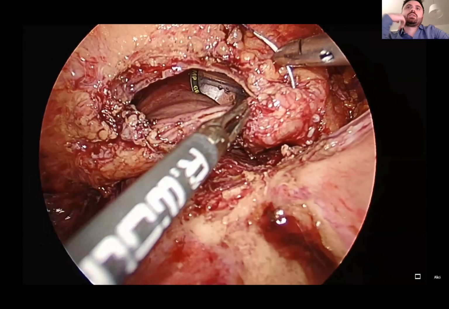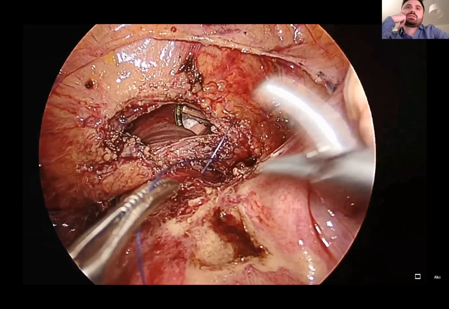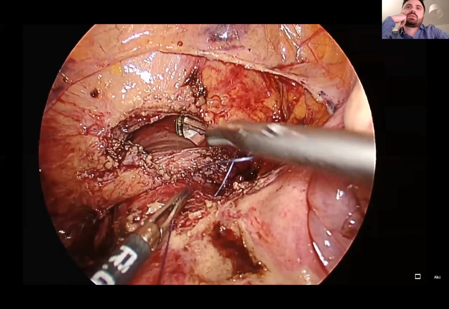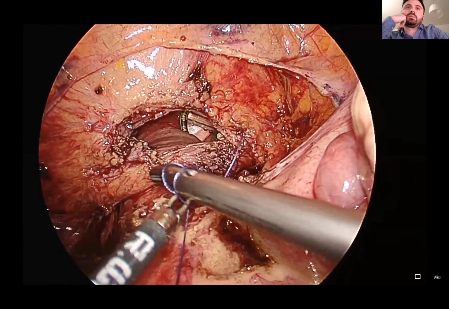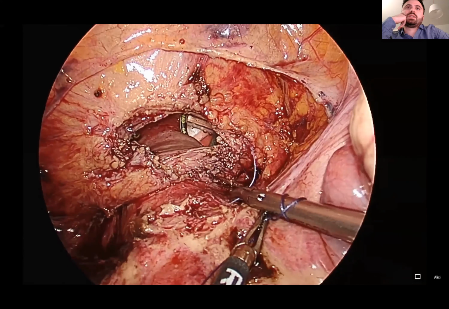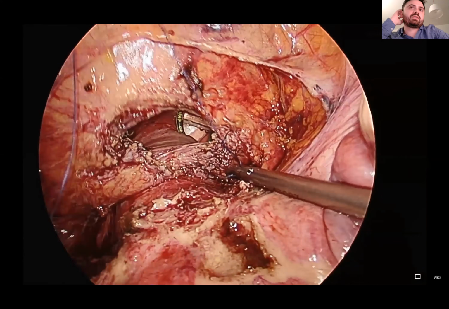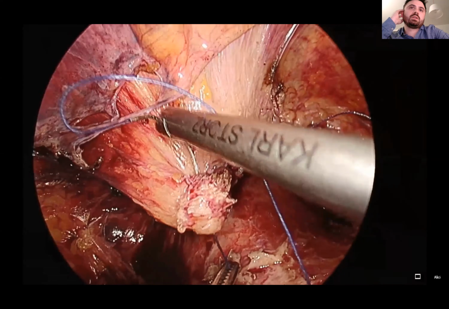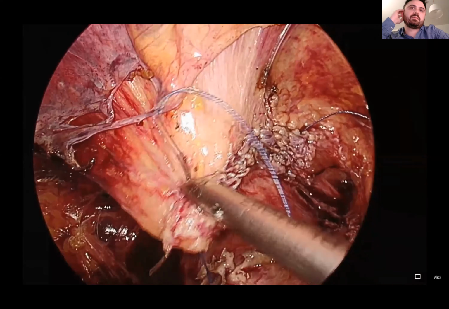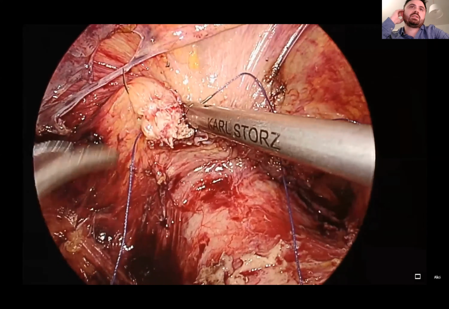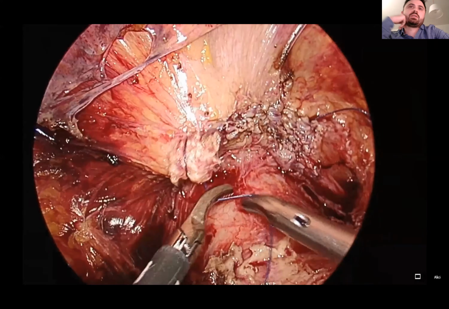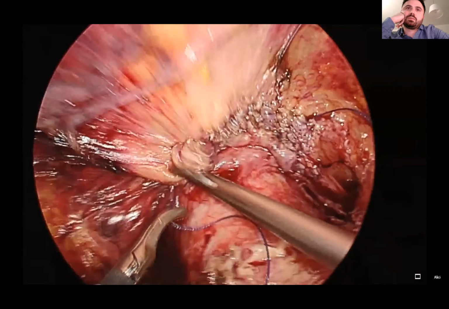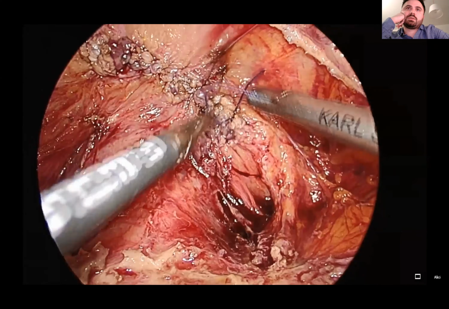I sutured the bladder in 3 layers. First, a double layer continuous suture with Vicryl 2.0. And then there was an additional layer with PDS 2.0. And after the layers, I did the test to see if the bladder has any leakage. Everything was okay.